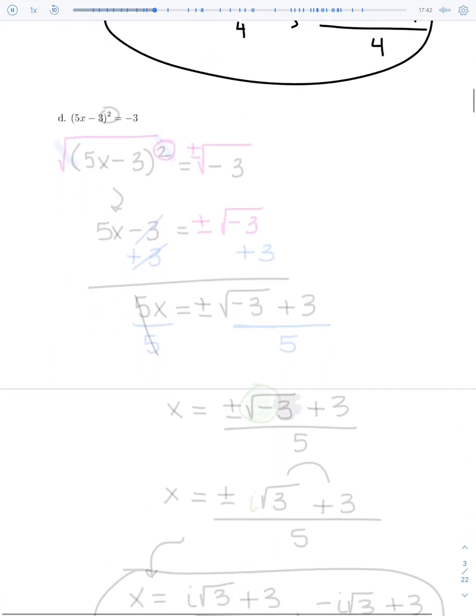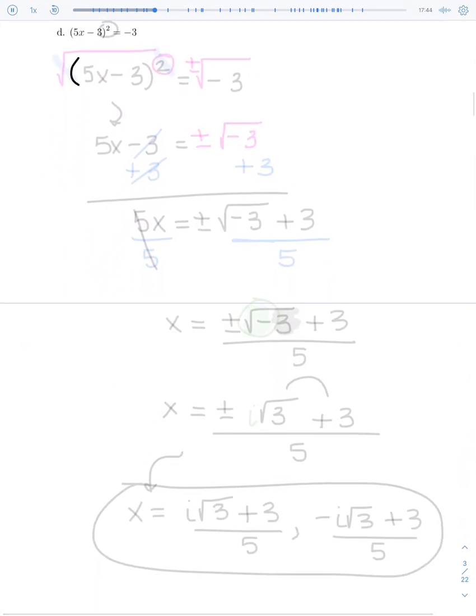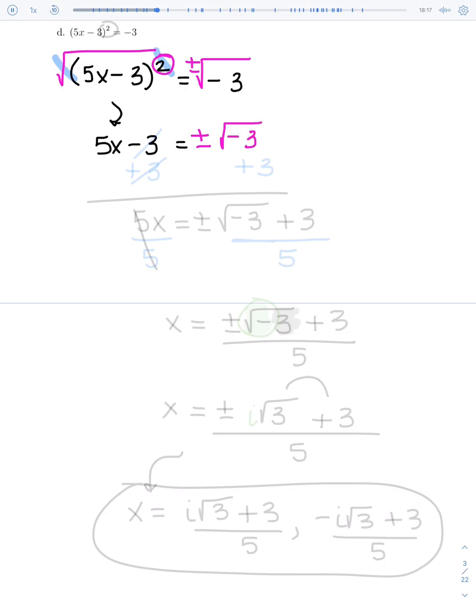Taking a look at problem D. In problem D, we've got another similar problem. We've got (5x minus 3) squared equals negative 3. So starting off, we take the square root of both sides because we do have a squared by itself. Just don't forget your plus or minus. Now, the square root and the squared cancel each other out, leaving us with what was underneath, which is the 5x minus 3 equals, now we've got plus or minus the square root of negative 3.